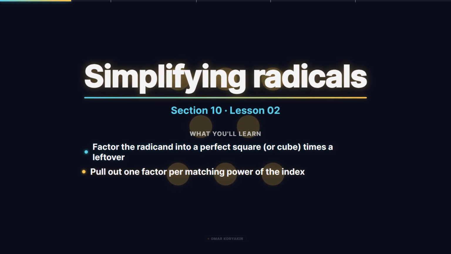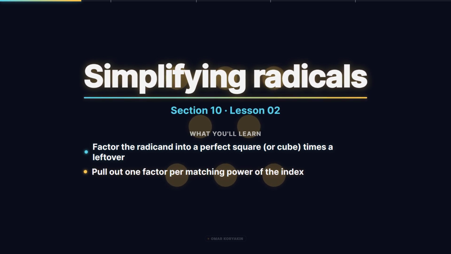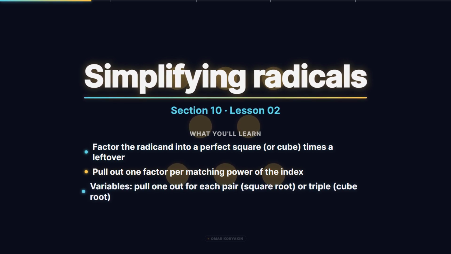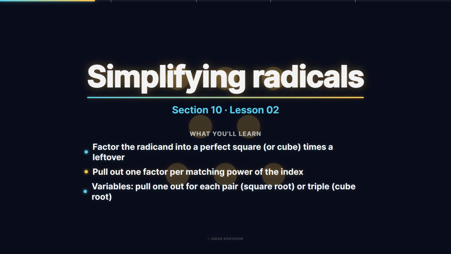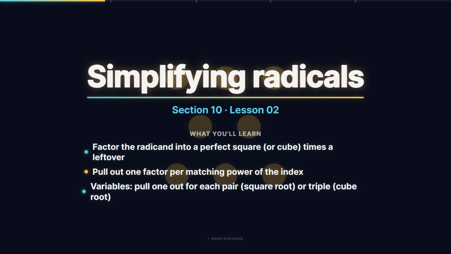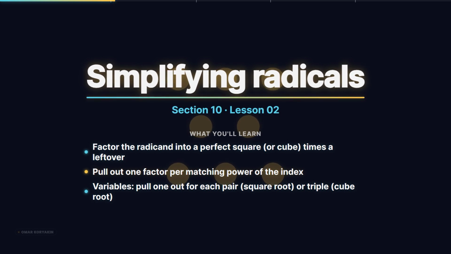Variables follow the same pattern. For a square root, every pair of identical variables produces one outside the radical. For a cube root, every triple does the same. Anything left after pairing or tripling stays under the radical. Today's two examples cover a numeric square root, a square root with a variable, and a cube root simplification. The procedure scales to any index n by replacing pairs with n-tuples.